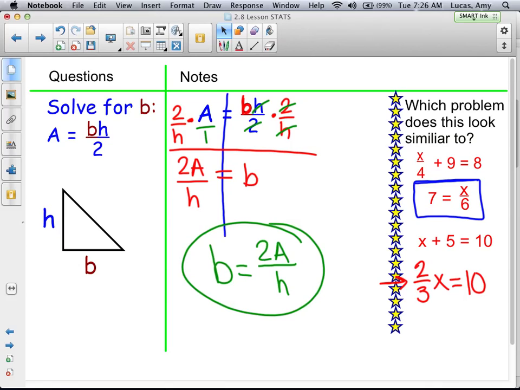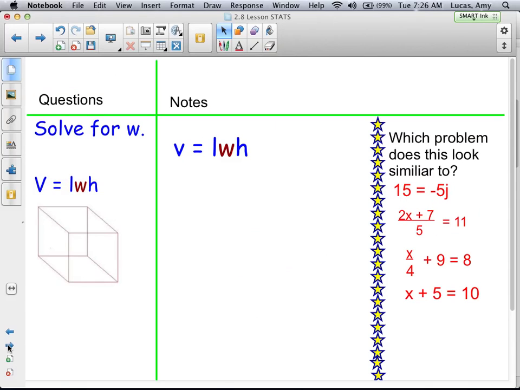So what we're doing is we're rewriting formulas so that they're solved for a different variable. These first two started out solved for the area, and we solved them instead for the base. When you're working with formulas, as you get further in math and science, you really never know which one they're going to ask you to find. So it's important to be able to use a formula in multiple ways.